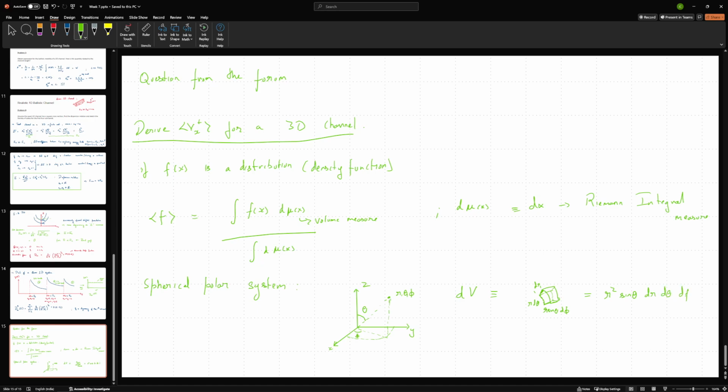So the volume measure becomes larger and larger as I move farther away from the origin, and smaller and smaller as I move closer to my origin. So the Riemann integral dx or dx dy dz is a constant measure. Wherever I take it, it is the same volume. I'm partitioning my space into equal volume parts. Here I'm not doing that; I'm partitioning it into unequal chunks.